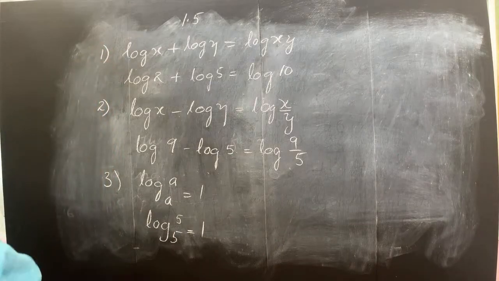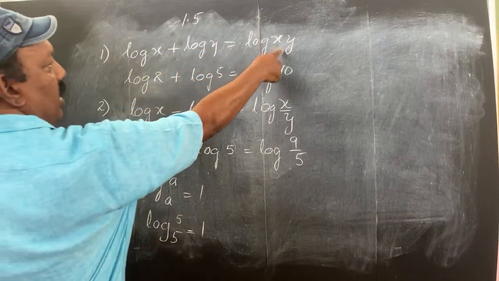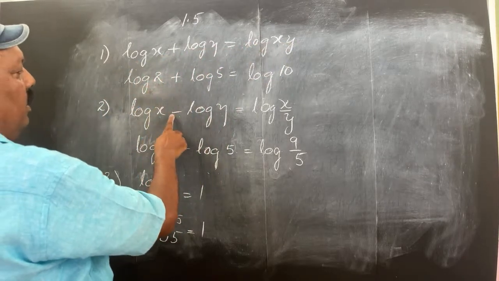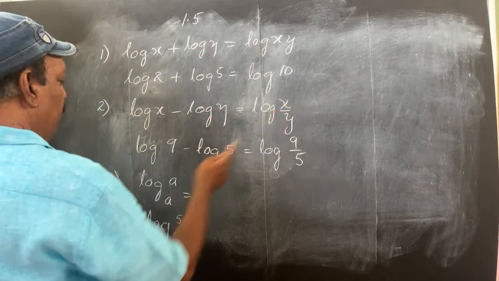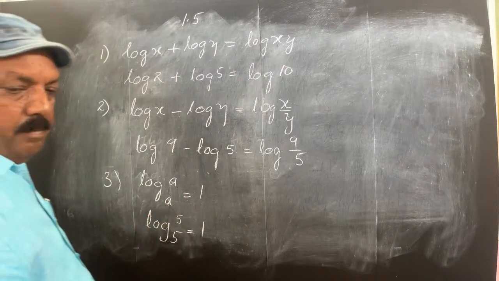The three formulae you got it: log x plus log y is equal to log xy. Log x minus log y is equal to log x by y. Log a base a is equal to 1. Now formula number 4.